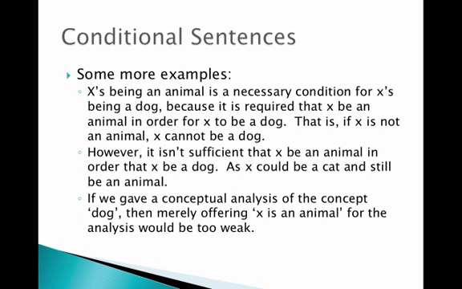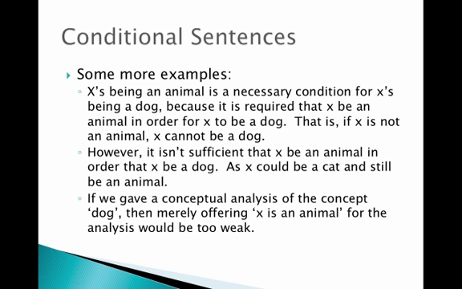Some more examples. X's being an animal is a necessary condition for X's being a dog, because it is required that X be an animal in order for X to be a dog. That is, if X is not an animal, X cannot be a dog. However, it isn't sufficient that X be an animal in order that X be a dog. X can be a cat and still be an animal. So being a dog is sufficient for being an animal. Being an animal is necessary for being a dog.